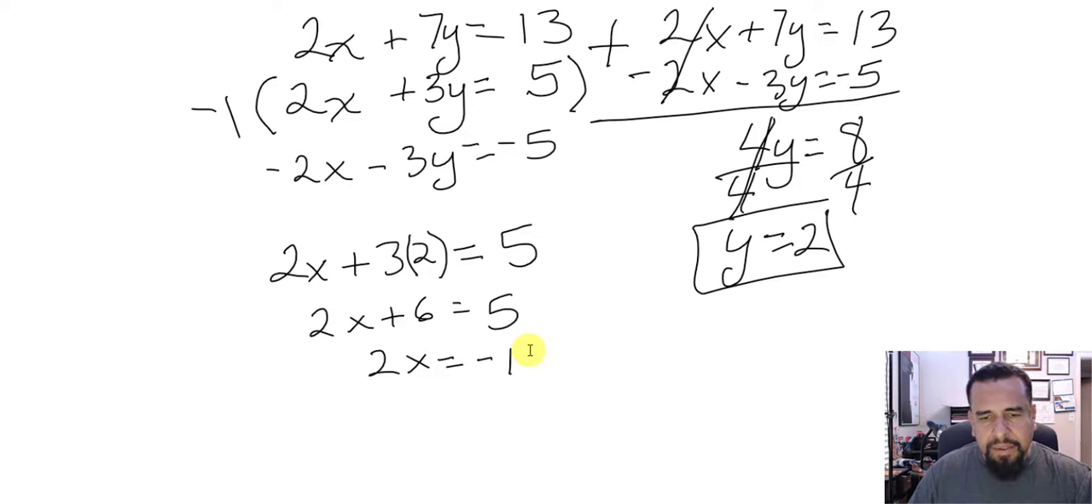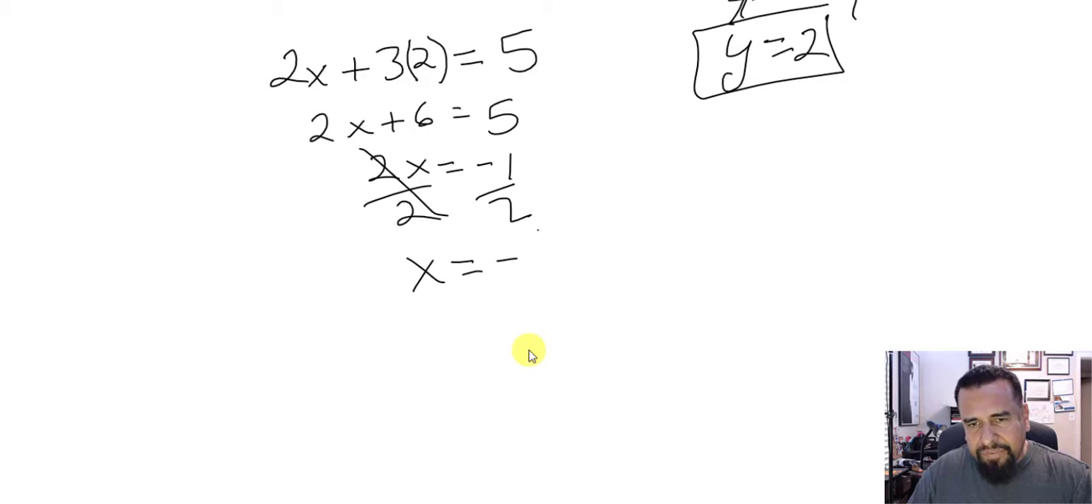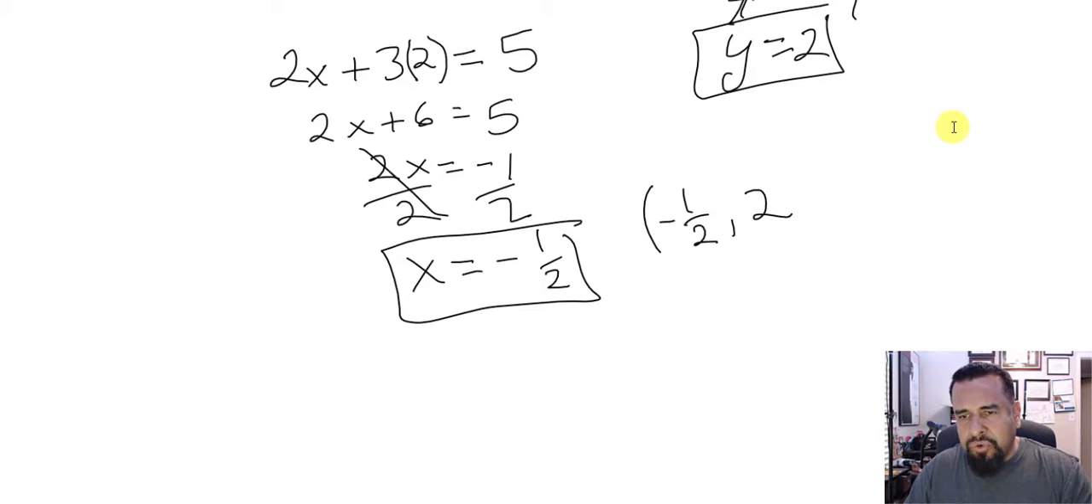Because we're subtracting 6. Let's get some space here. And last step, divide both sides by 2. We have x equals negative 1 over 2, negative half. So that's the value of x. And right here, I have the value of y. Let's write them together in an ordered pair. We have negative half and 2.